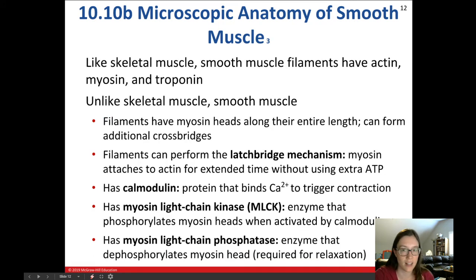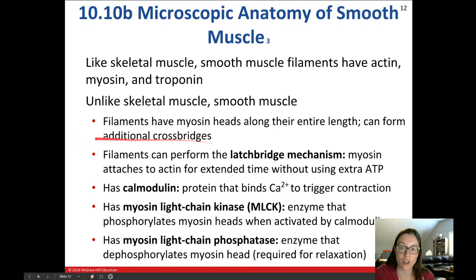So how exactly does this happen? Contraction's a little bit more complicated in smooth muscle, or I guess it's not really more complicated, it's just different, and we're not going to talk about it in as much detail. I might ask maybe one question about it, but I'm not going to ask that much about how it works, because I want you to focus on skeletal muscle.